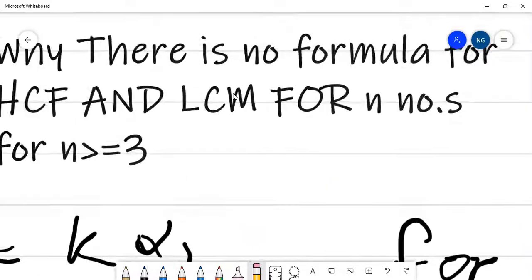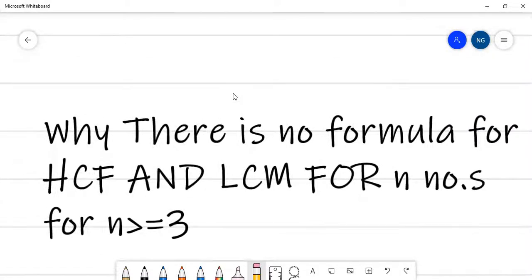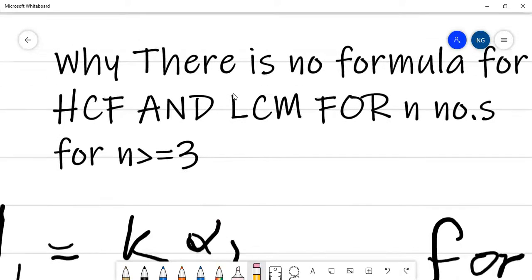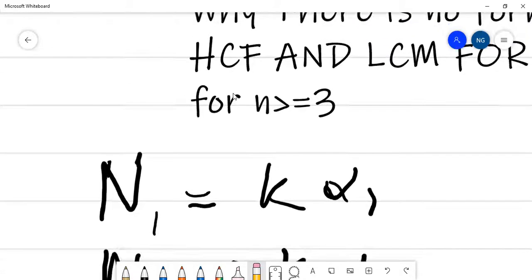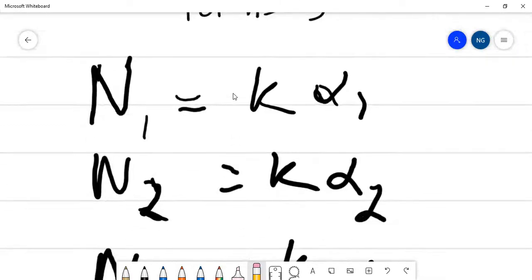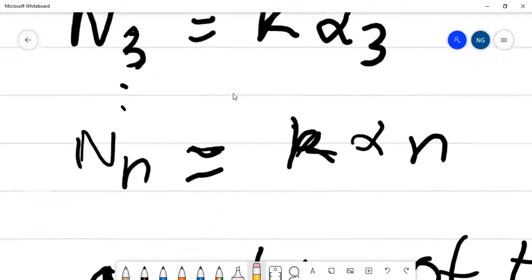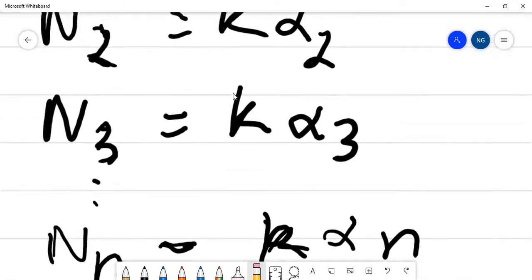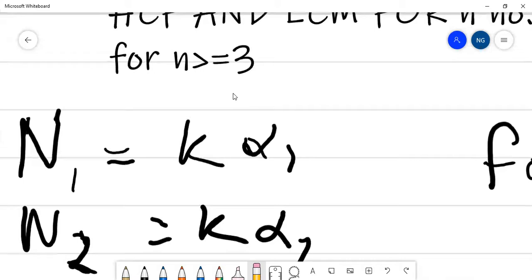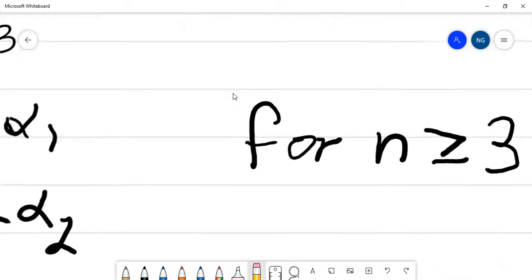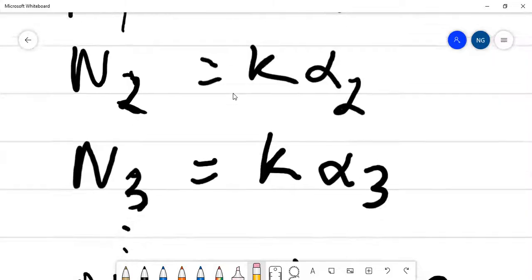So yeah, why there is no formula for HCF and LCM for n numbers for n greater than 3. If there are three numbers, then HCF into LCM is equal to something like that. So we assume that n1 is equal to k alpha 1, n2 is equal to k alpha 2, n3 is equal to k alpha 3, and so on. So there are n numbers, k alpha n. These have a common factor, the HCF, which is k.